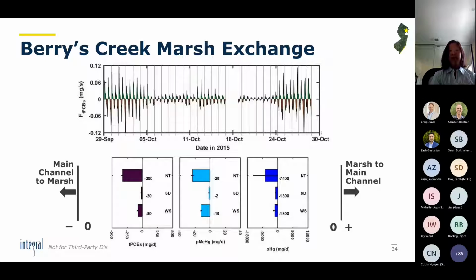This, for example, ranged from 20 to about 300 milligrams per day for total PCBs. This type of quantitative information is not possible with intermittent discrete sampling. That's where you only get a snapshot of concentration with no information on mass transport direction. So these optics results answered our remaining question of where the COCs are ending up. Our results show that the net flux of each of the COCs is from the main channel to the marsh.